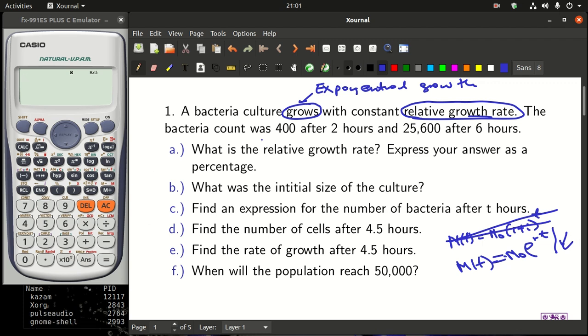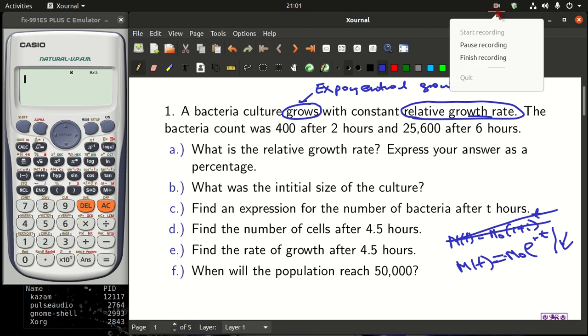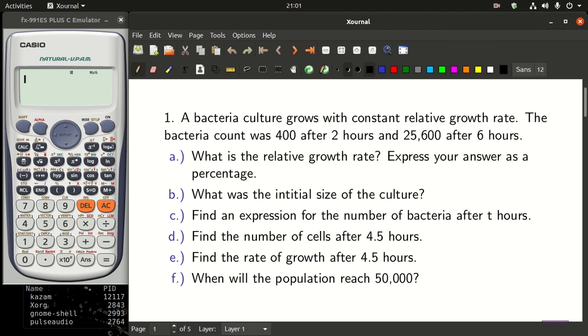The bacteria count was 400 after 2 hours and... but this pen is actually disturbing. Let me try and redo this. Let me change the pen. Grows means that we have exponential growth, and with a relative rate, it means we are using N(t) equals N0 e raised to rt. This is the equation we're going to use. And then, what is the relative growth rate? Express your answer as a percentage.